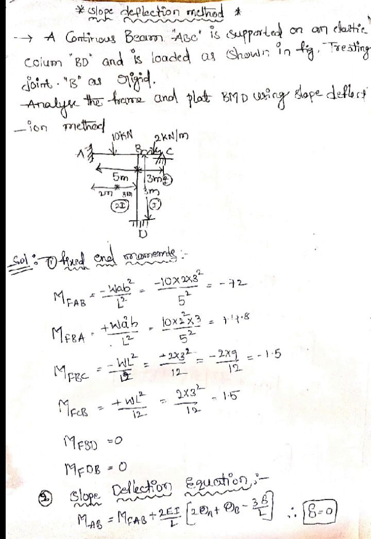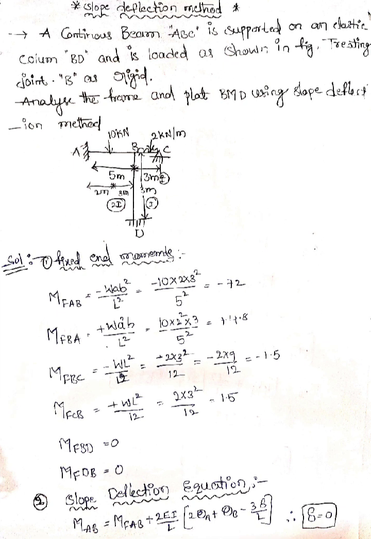The very first step is to find the fixed end moments. MFAB equals minus Wab squared by L squared, MFBA equals Wa squared b by L squared, because it is an eccentric load. For BC, as it is a UDL, the fixed end moment formula is minus WL squared by 12 and plus WL squared by 12. As there is no load on BD, MFBD equals 0 and MFDB equals 0. The next step is to apply the slope deflection equation.